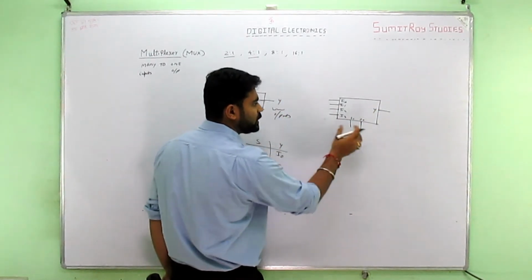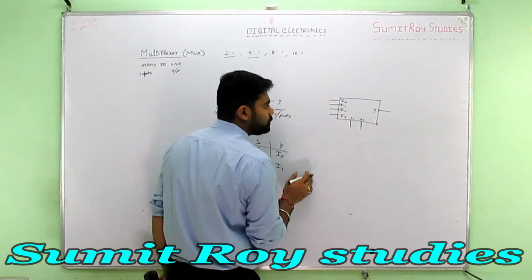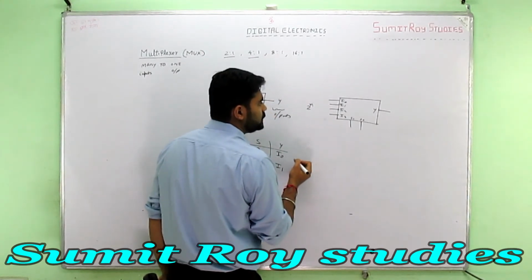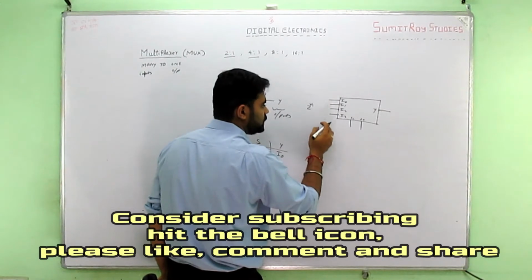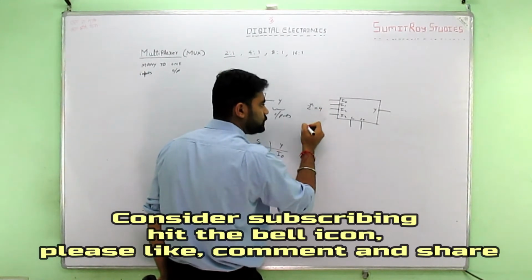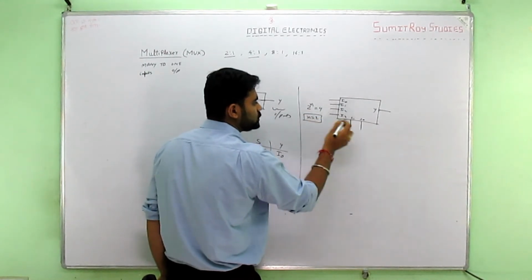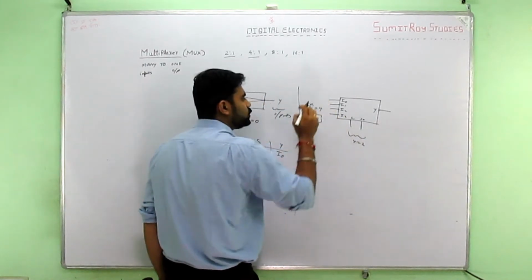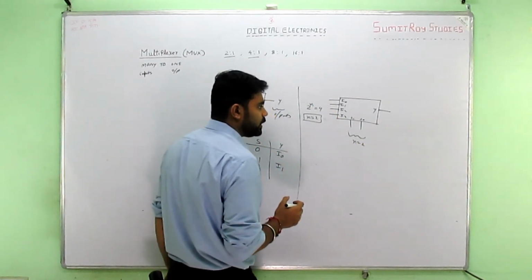Now I'll tell you why we require 2 selection lines. As there are 4 inputs, let the number of inputs be 2^n. That is, 2^n is the possible number of inputs. In this case it is 4, so n is obviously 2. So 2 are the selections. For 2^n possible inputs, n selection lines are required.